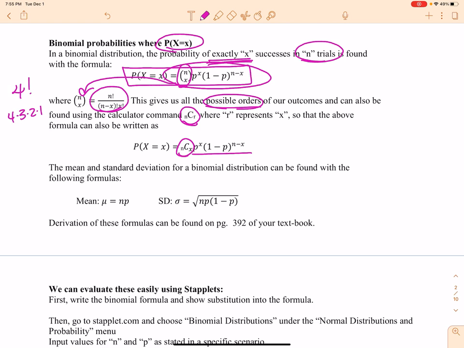You're welcome. Okay, so there are also formulas for a binomial distribution for the mean and the standard deviation. And if you're a big math nerd like me, and you want to know how these formulas were derived, it is on page 392 of your textbook. I'm not going to spend time doing that because it's not really relevant to what we're doing. But if you're interested, that's where it is. Okay, so this is just some basic information about your binomial distributions.